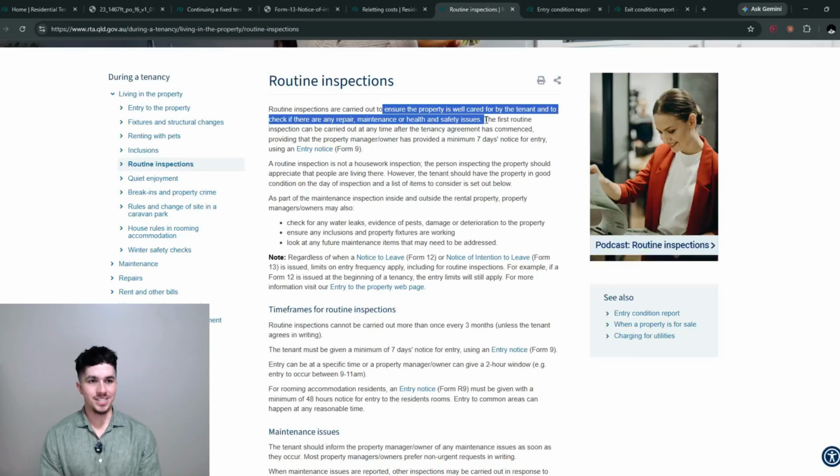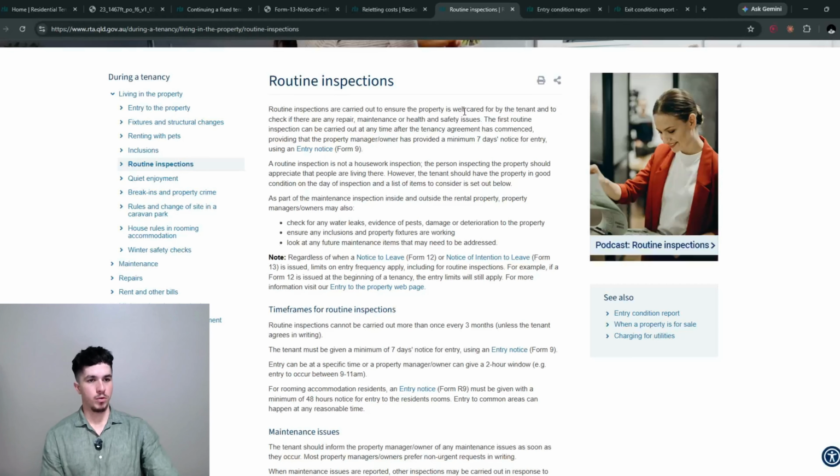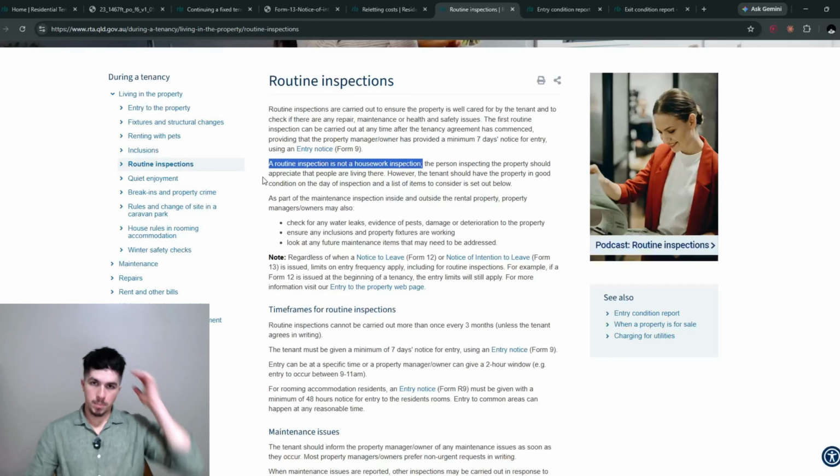This is something that is controversial. Up here it says the property is to be well cared for by the tenant, but it is also not a housework inspection, which means if the tenant has clothes or laundry on the floor, that's not an issue. But if the property isn't clean, it will damage the appeal of the property in the future, which means that tenant does have an obligation to clean that. But if they have laundry or a few clothes lying around, I'm not worried. And we can't enforce it under legislation anyway.